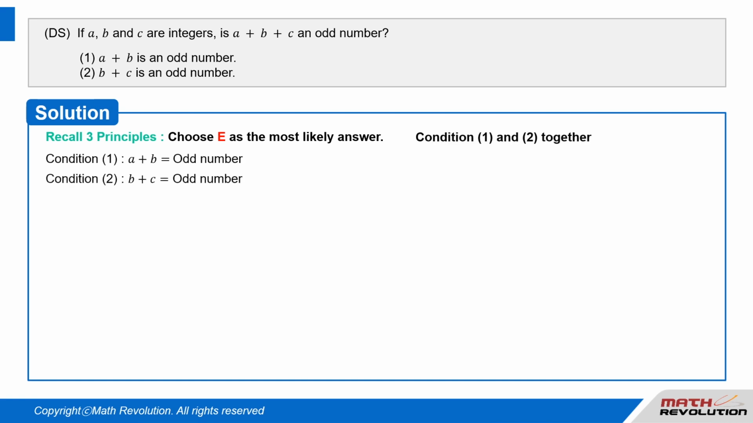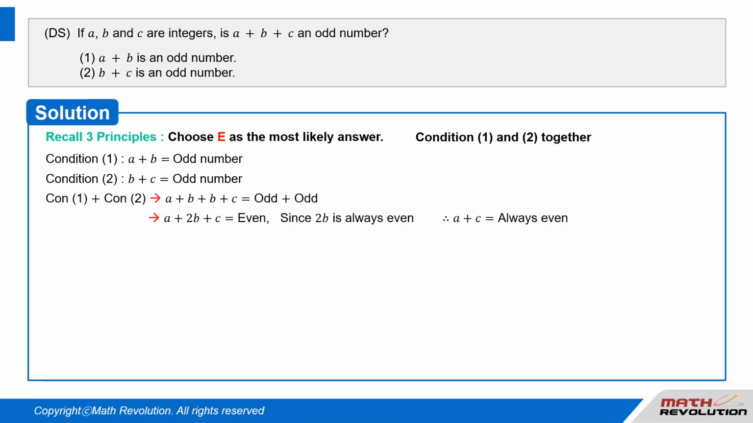Let's take a look at both conditions together. Condition 1 tells us that A plus B is an odd number, and Condition 2 tells us that B plus C is an odd number. Adding the 2 equations together, we get A plus B plus B plus C, or A plus 2 times B plus C is odd plus odd. That is, A plus 2 times B plus C is even. Since 2 times B is always even, A plus C will always be even.